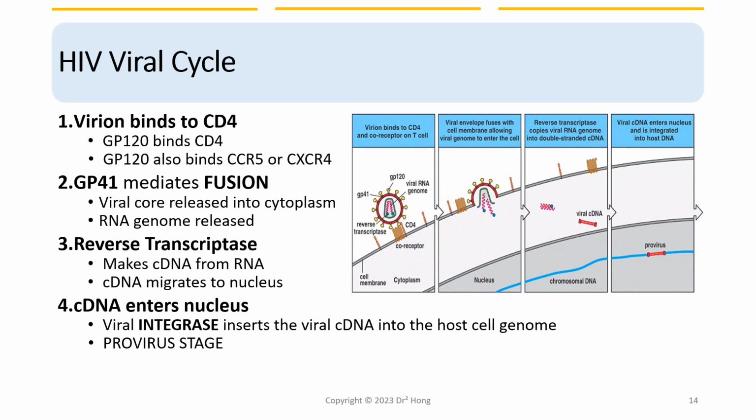The virus uses the enzyme reverse transcriptase to make a complementary DNA, or cDNA, copy from the RNA genome. The cDNA migrates to the nucleus and is inserted into the host cell genome by viral integrase. The integration creates a provirus that is found in infected CD4 T cells, dendritic cells, and macrophages. Meanwhile, the virion can be found in bodily fluids such as blood, semen, vaginal fluid, and breast milk.